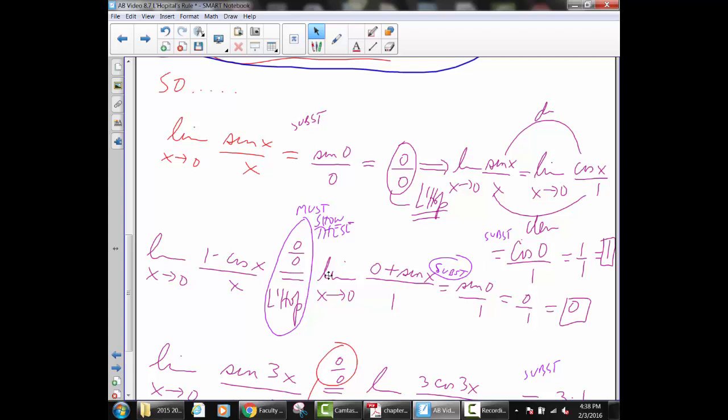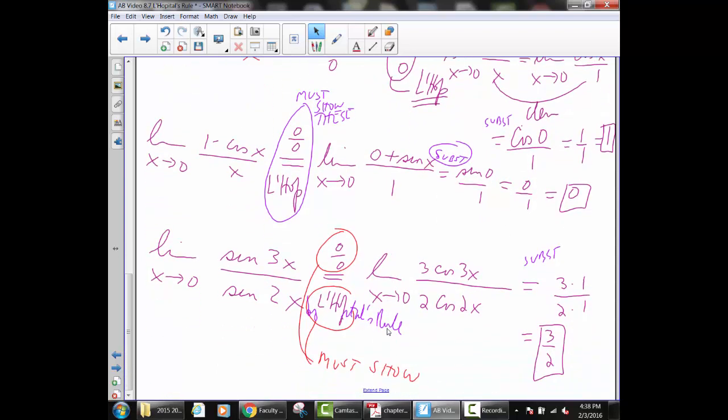Now that you can use L'Hopital's, it's the limit as x approaches 0. The derivative of 1 is 0. The derivative of negative cos x is negative sine x, and the derivative of x is 1. Now you'll substitute again. You'll get the sine of 0 over 1, which is 0 over 1, which is 0.